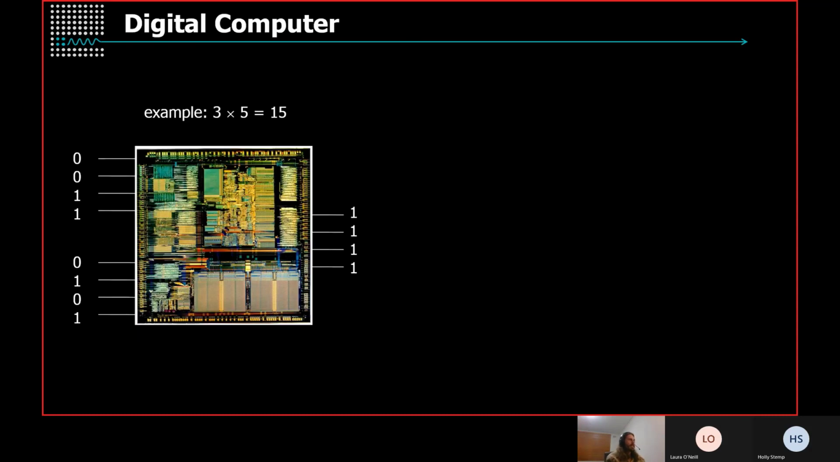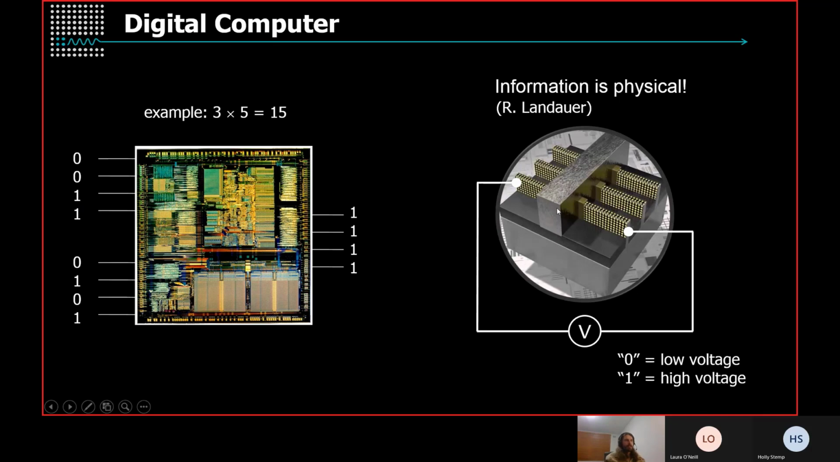Let's first try to understand how classical information is different from quantum information. So in a classical computer, we encode our information in bits, so zeros and ones. For instance, a 3 in binary is 0, 0, 1, 1. And a classical computer can use this encoding to compute that 3 times 5 is 15, which in binary is 1, 1, 1, 1. Physically, this information is implemented as the voltage drop over a transistor, where low voltage is a 0 and the high voltage is a 1.